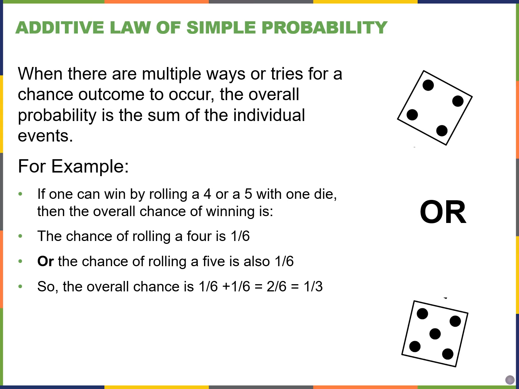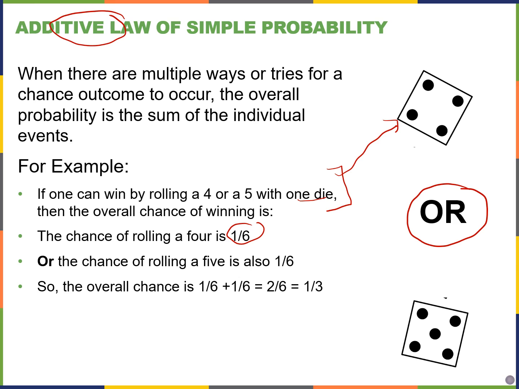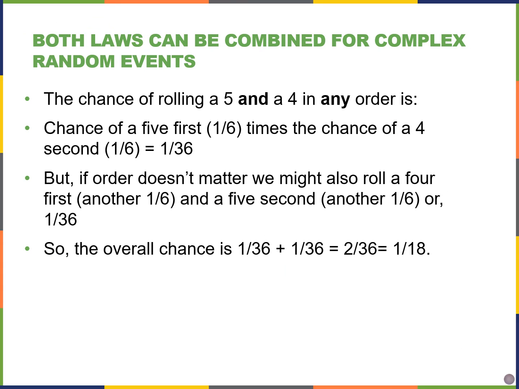If there are multiple ways for an outcome to occur, we usually see the word or instead of and. In this case, we use the addition rule. So let's say that someone can win if you roll a 4 or a 5 on one of these dice. So the chance of rolling a 4 we saw earlier is 1 out of 6, or the chance of rolling a 5 is also 1 out of 6. So if you see the word or, because you could win with a 4 or a 5, then we add. So 1 out of 6 plus 1 out of 6 is 2 over 6, the same thing as 1 over 3. In some problems, we're going to use both the multiplication and addition rules.